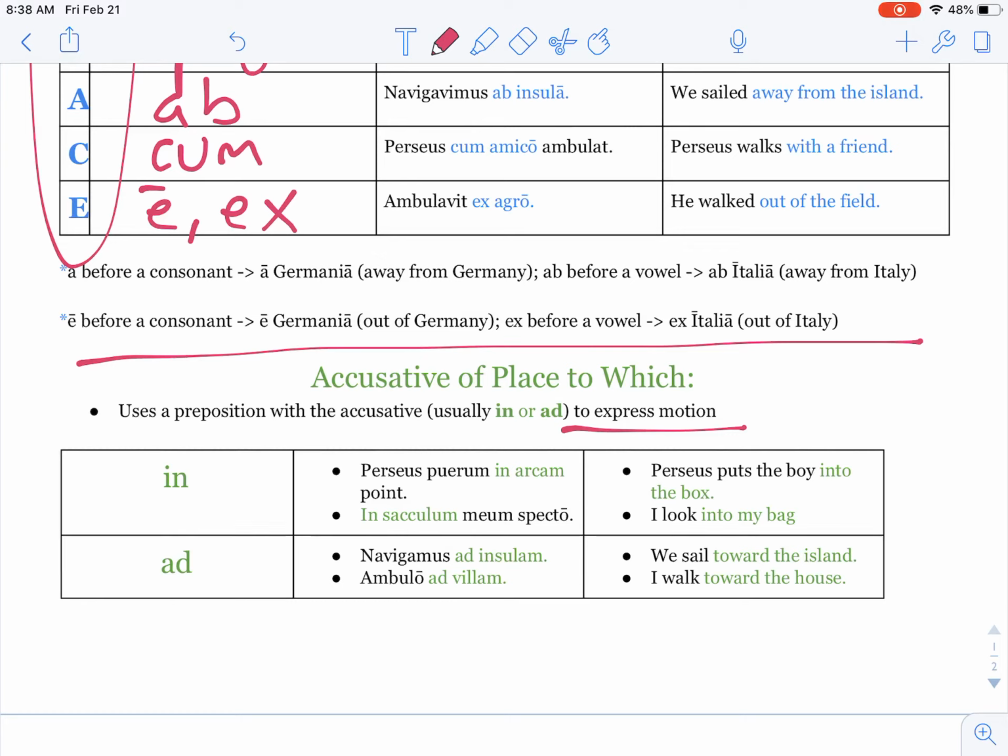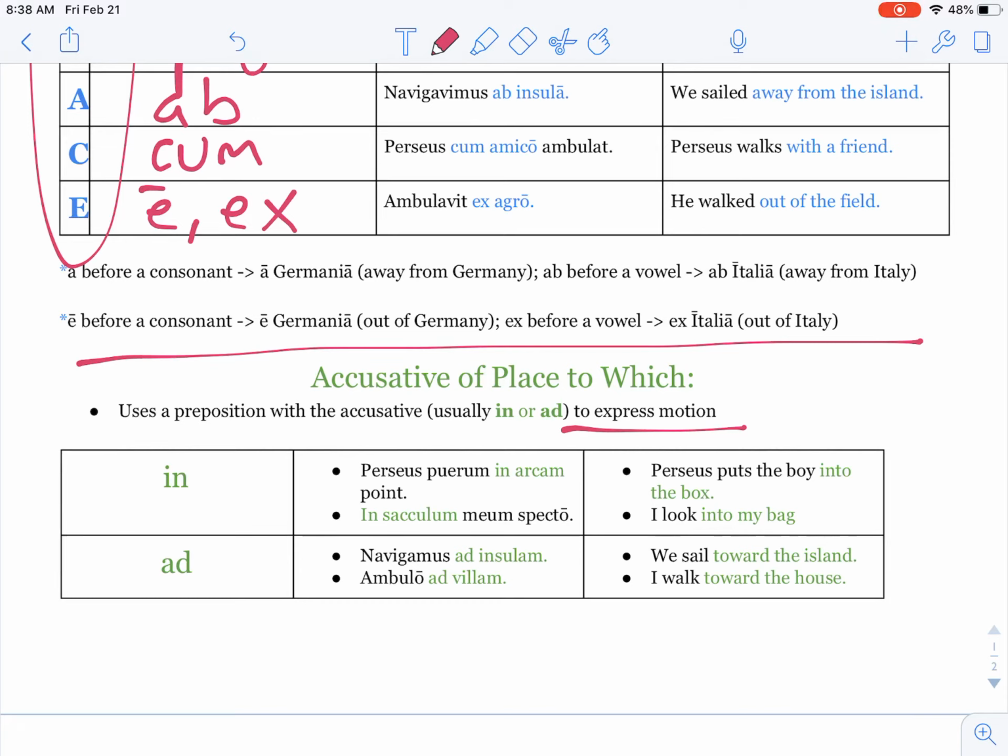So when I say something like I am putting this into the box, or I am putting this into my bag, when you have a motion idea, that's when you're using the accusative of place to which, because you need to talk about the place to which you are moving something.